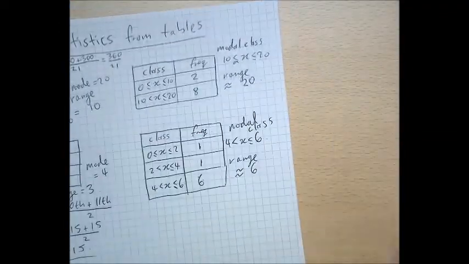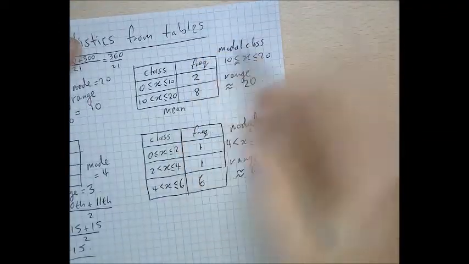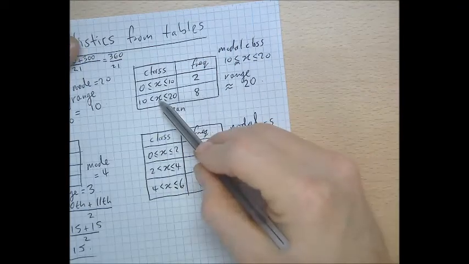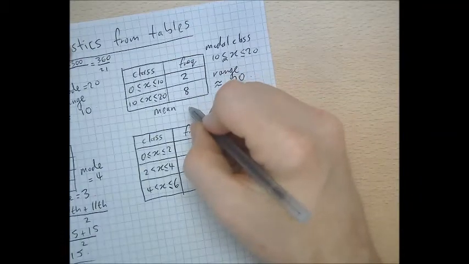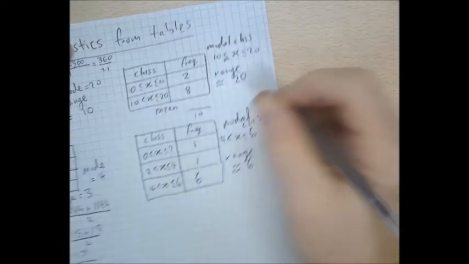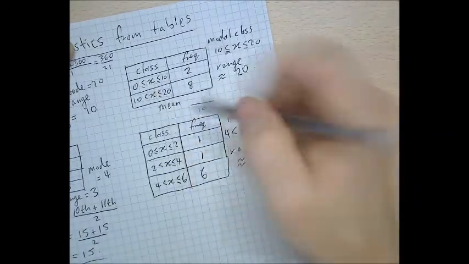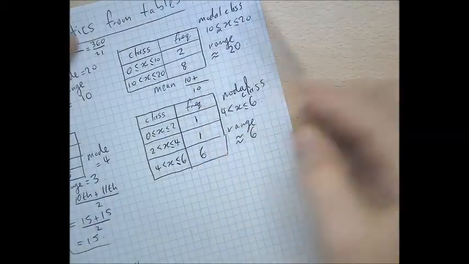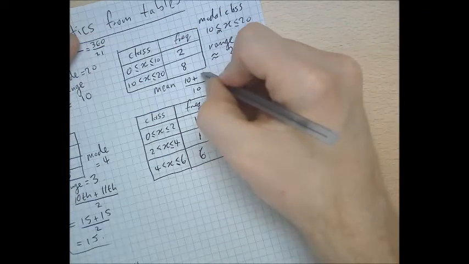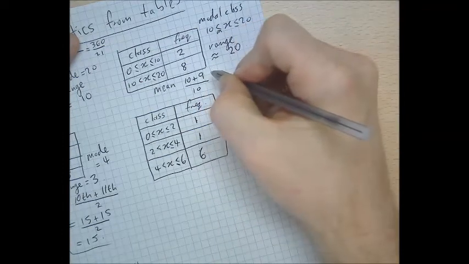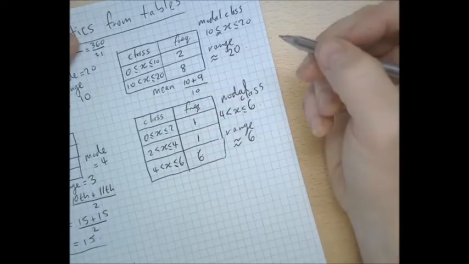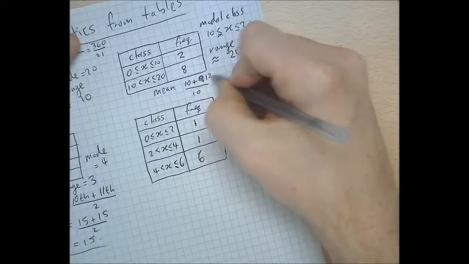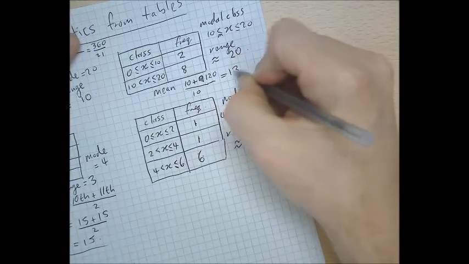Now, to estimate the mean, just pretend that all 2 of these numbers are dead in the middle of the class, and all 8 of these numbers are dead in the middle of the class. So the mean, there are 10 numbers, we're going to be dividing by 10. Pretend that these are all 5s, they're going to add up to 10, that's one subtotal. Pretend these are all 15s, times that by 8. Sorry, it's 120 I think. So the mean is therefore estimated to be 13.